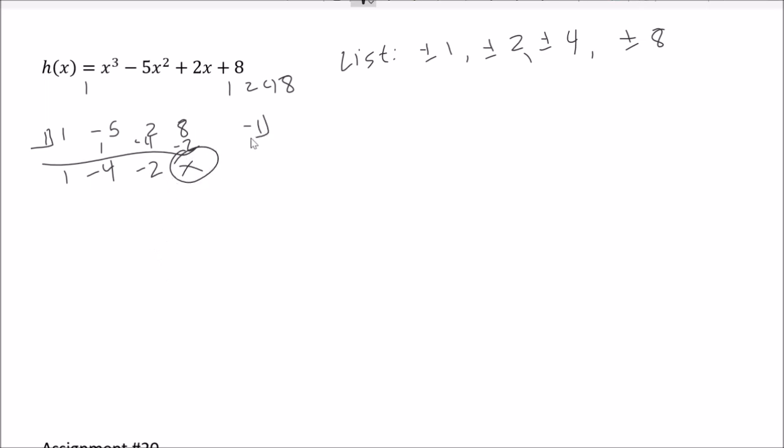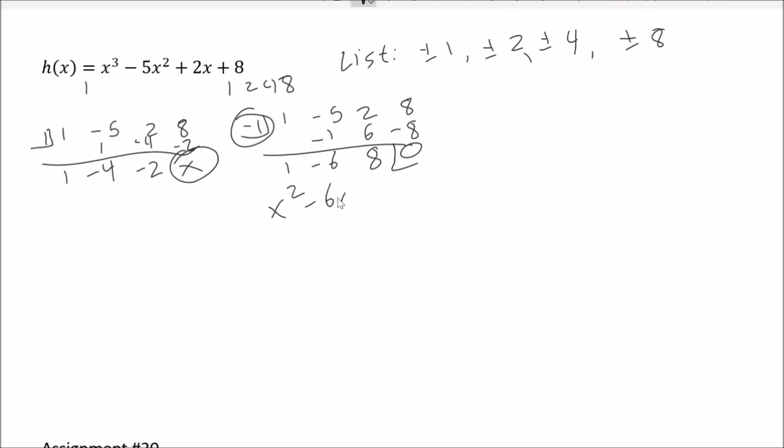So we'll try -1. So here we go. 1, -1, -6, 6, 8, -8. Woohoo! This one worked. Nice. All right, so that works. -1 is one of our zeros. What are the others? Pull this down.